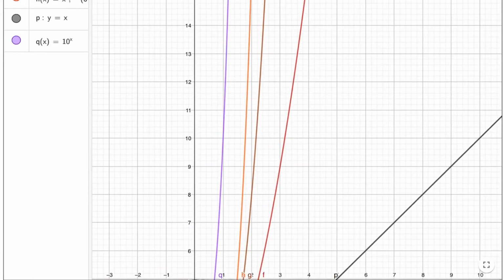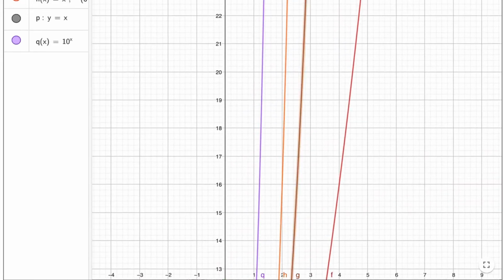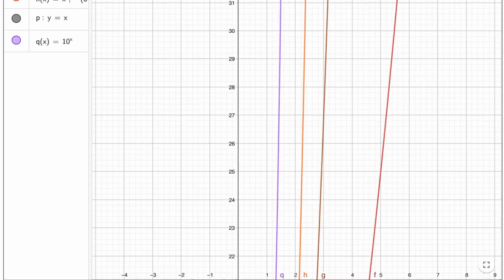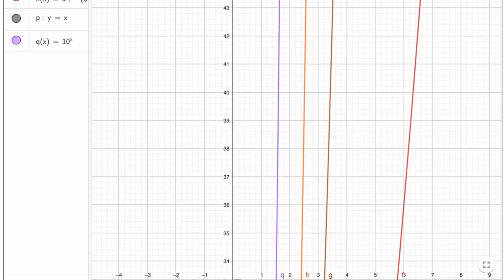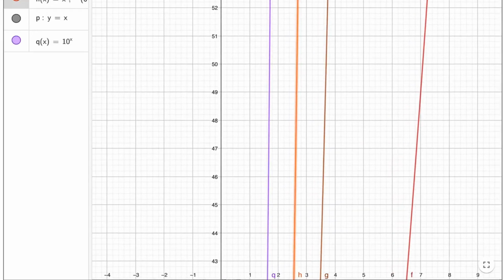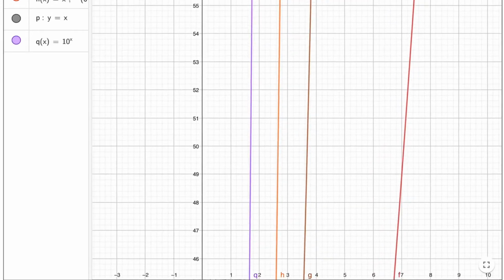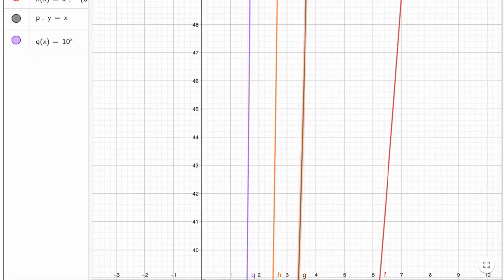And beyond that, we can easily see that the purple graph, that is the graph of 10 to the power x, is steeper than any of these graphs. That is for y equal to x, or y equal to x square, or y equal to x cube, or y equal to x to the power 4. The purple graph is steeper than all the graphs here.